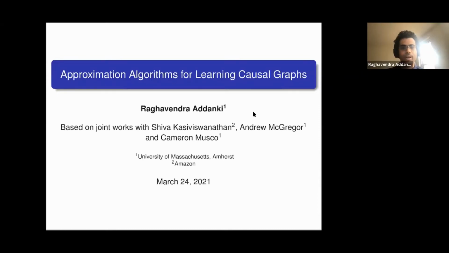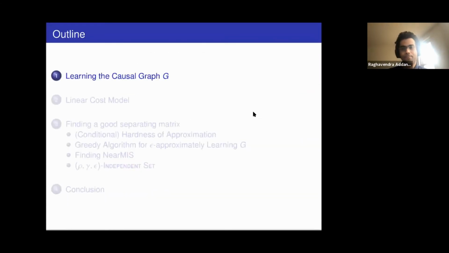Hi, everyone. Today, I'll be presenting approximation algorithms on learning causal graphs. This is based on joint works with Shivakashi Vishwanathan from Amazon, Andrew McGregor, and Cameron Musco from UMass Amherst. I'll spend the first 5 to 10 minutes on topics related to causality. After that, I'll describe a formulation which relates learning the causal graph to a clean theory problem. And then from then on, it will be designing approximation algorithms for this problem.